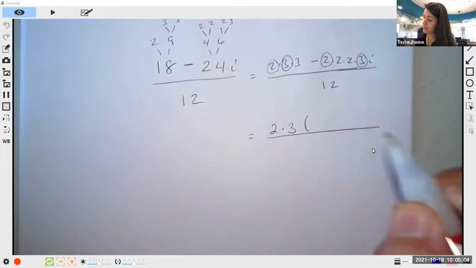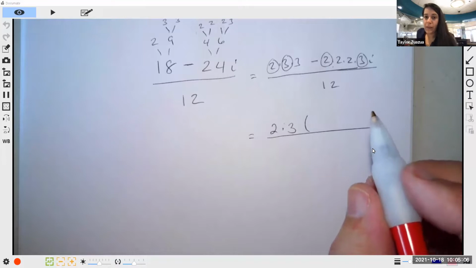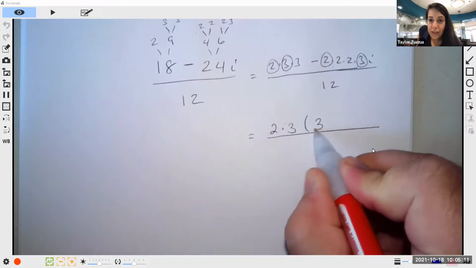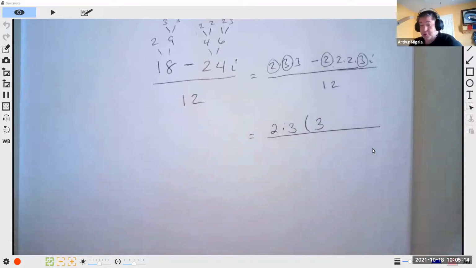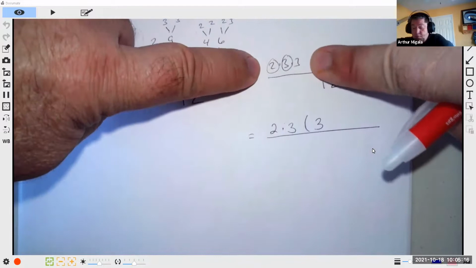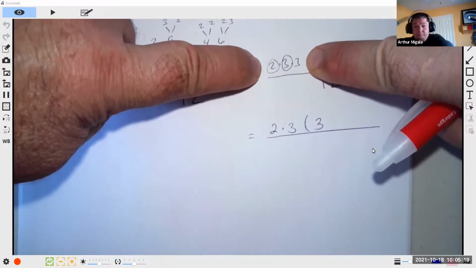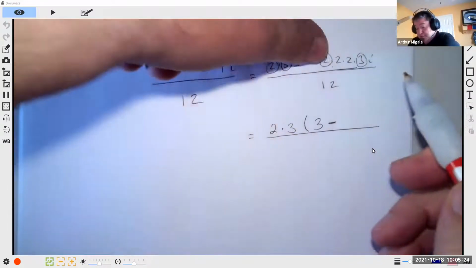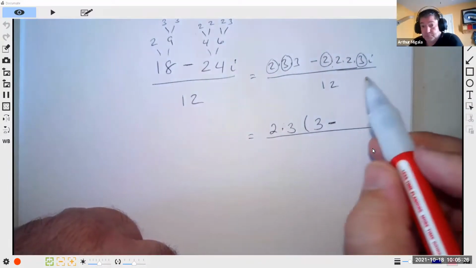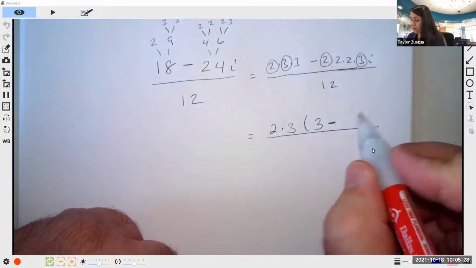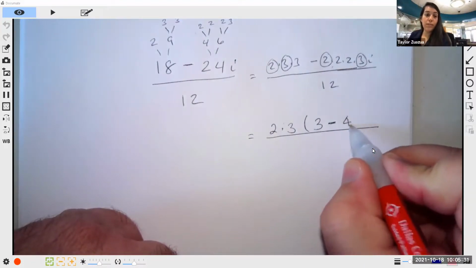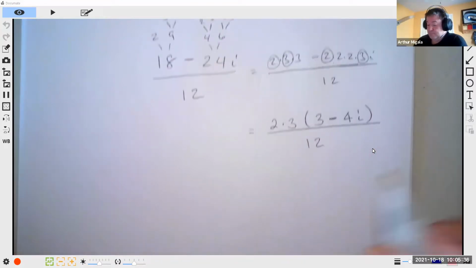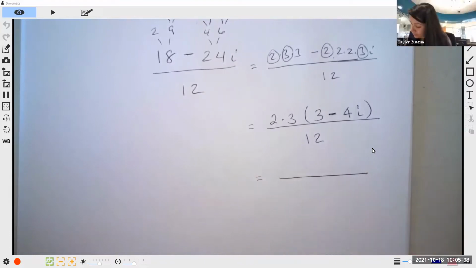So what are we left with inside there? There's 3 and 2 and 2. Well, it's because of that minus, they're two separate equations. What does that one have? Just a 3, right? Minus, now what does the second one have? 2 times 2, which is 4i, right? Over 12.